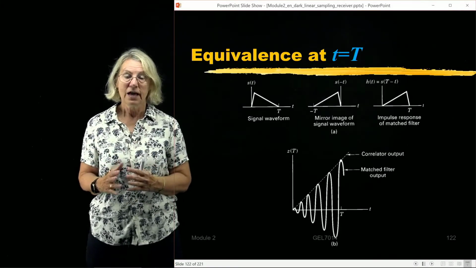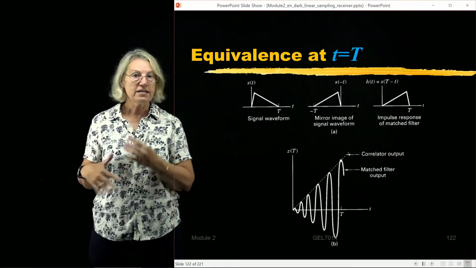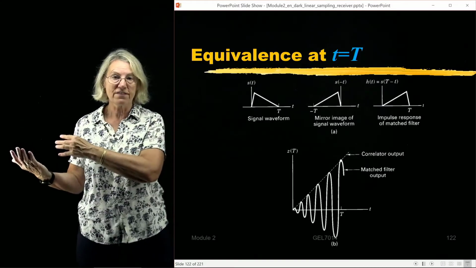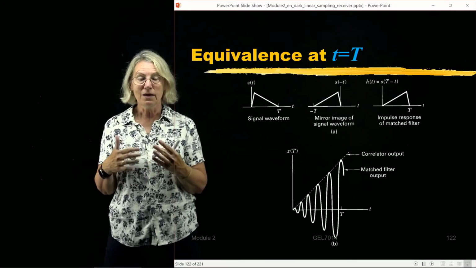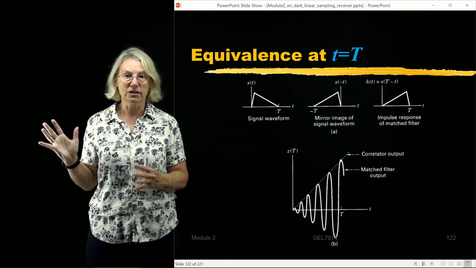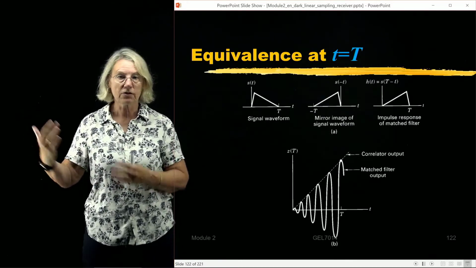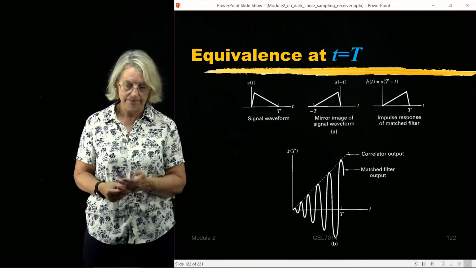If you're looking at different texts, they may say it's a matched filter and then show you the implementation of a correlator. It's okay, because the two are equivalent, but sometimes people mix the language and call it a matched filter although their implementation is not a filter.